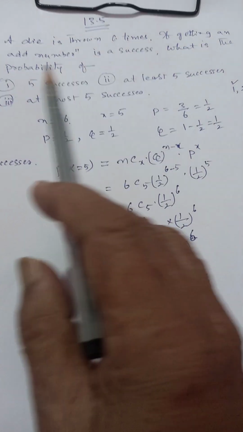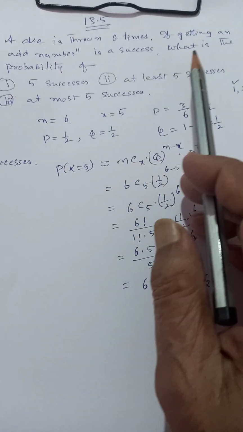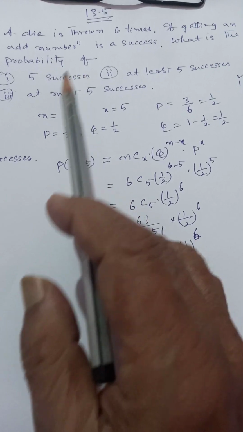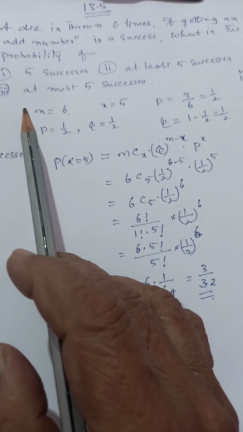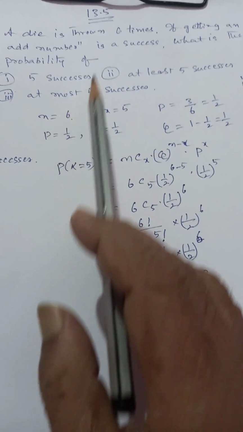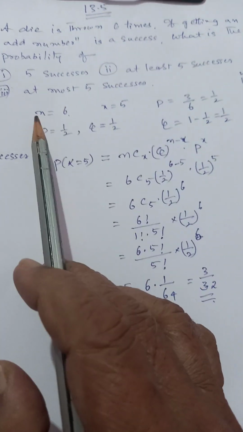If getting an odd number, so getting an odd number is a success, what is the probability of 5 successes? We will try to solve this problem. Now, from this problem we get to know that 6 times, so n is equal to 6.